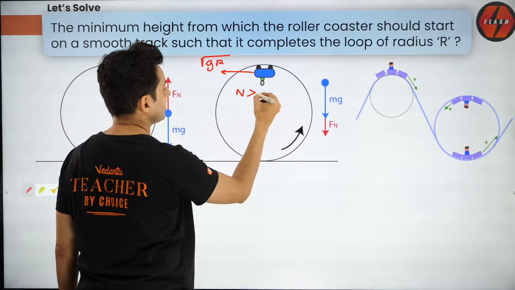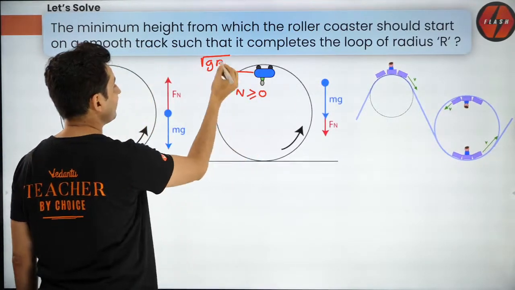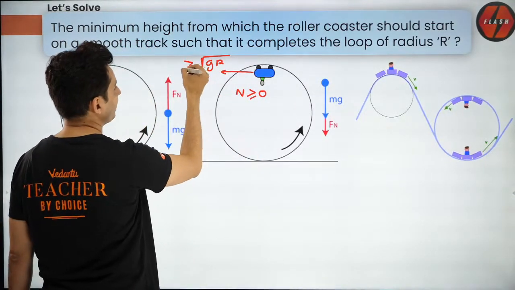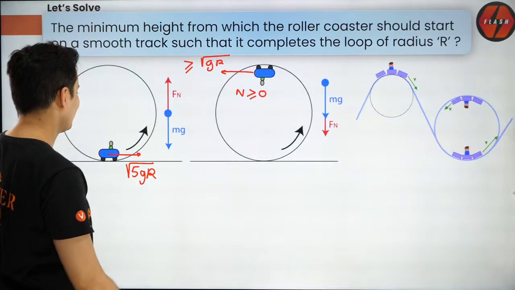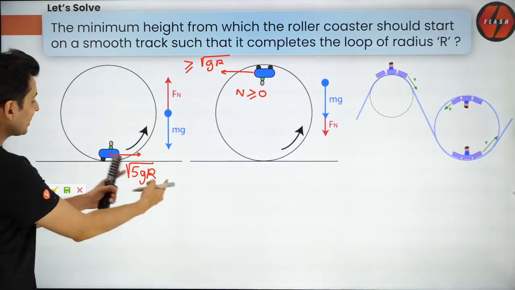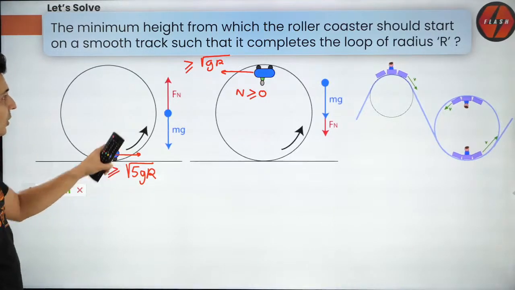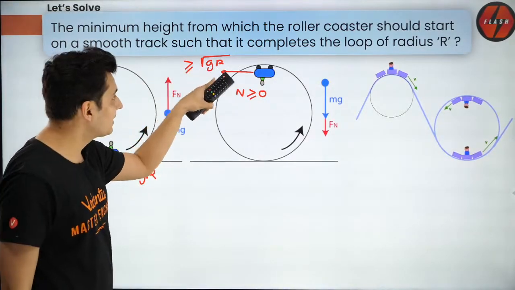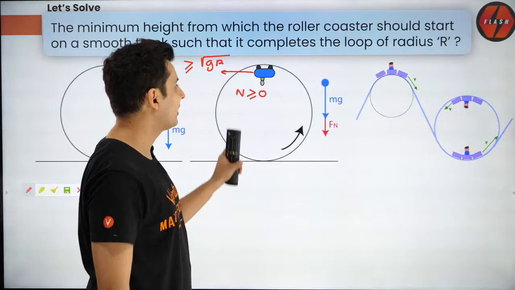So the normal force will be more than or equal to 0 if the speed is more than or equal to root GR. So if the speed is more than or equal to root 5 GR here, only then it will be more than or equal to root GR at the top, and only then normal will be more than or equal to 0.